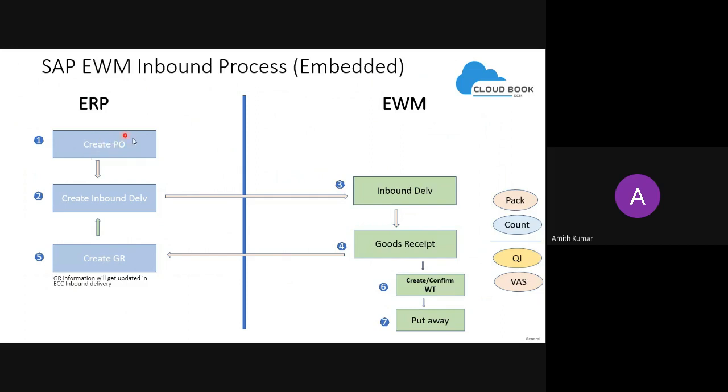So all that information is a part of the purchase order. Then once the purchase order is created, since we want to work with EWM, it becomes mandatory to have this document created, that is the inbound delivery. So what is inbound delivery basically?